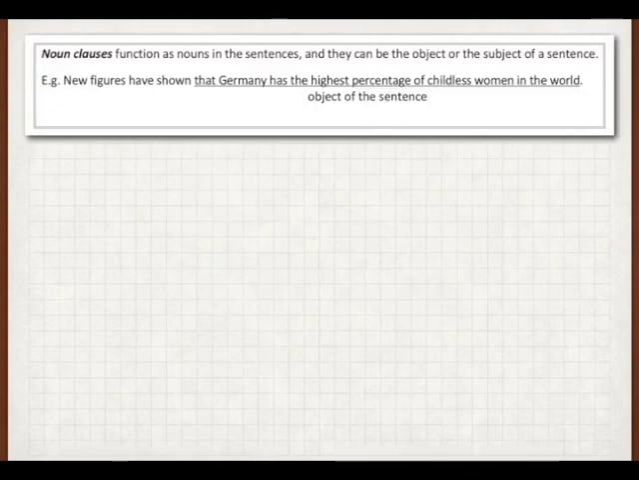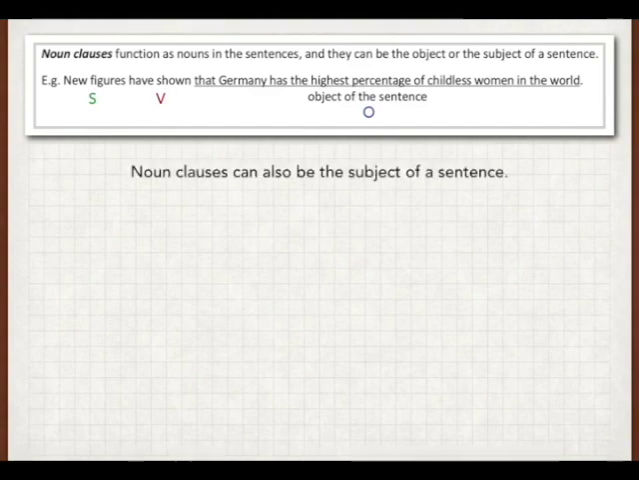Okay, so let's have a look together. Noun clauses function as nouns in the sentence. Now this is interesting. They can be the object or the subject of a sentence. For example, new figures have shown that Germany has the highest percentage of childless women in the world. Again, this is easy. The subject is new figures. The verb is have shown. The object is the noun clause.